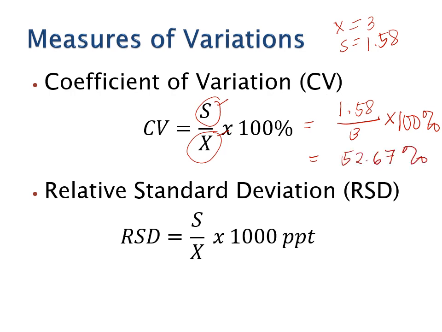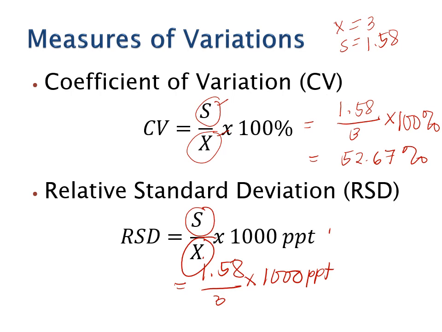52.67%. So, RSD naman, or relative standard deviation, this is also the SD, or the standard deviation, and the mean. So, just 1.58 over 3 times 1,000 ppt, or parts per thousand. So, this is 526.7 ppt.